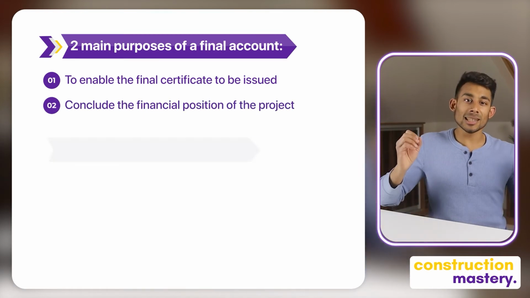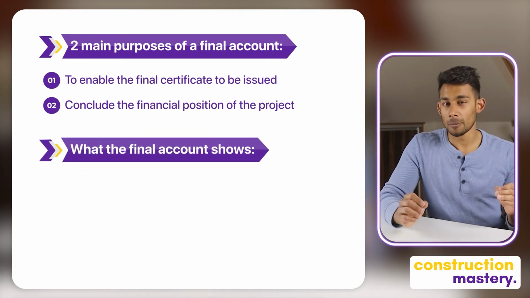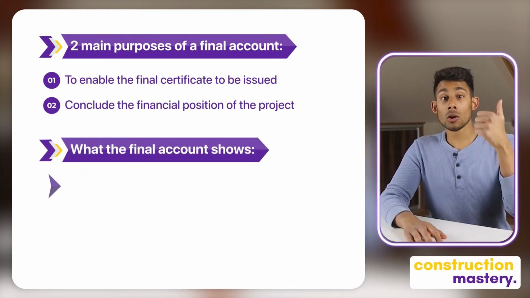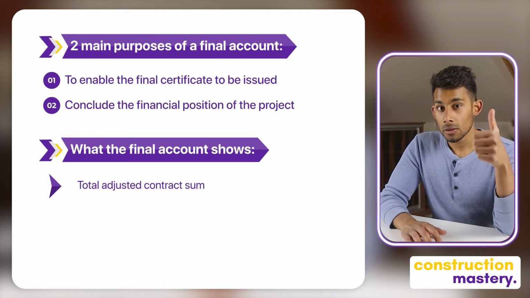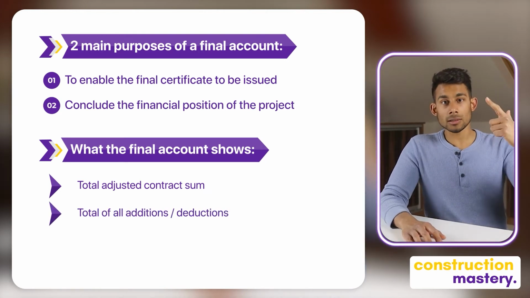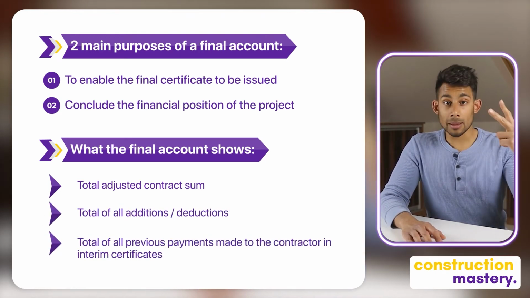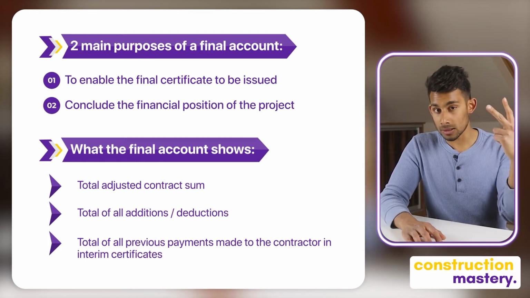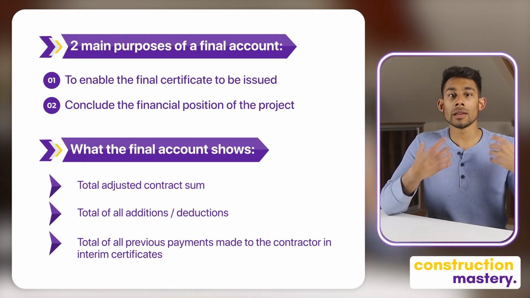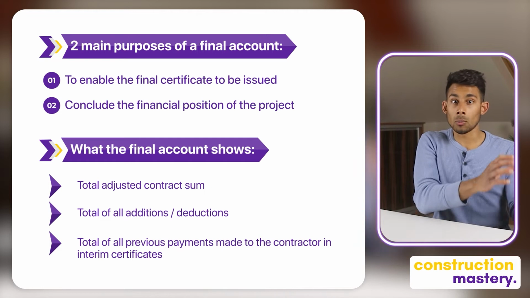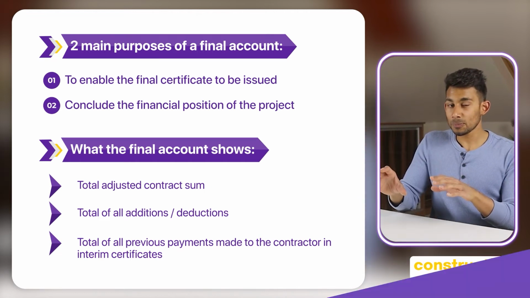Amazing. And let us see what the final account shows. So the final account shows the total adjusted contract sum, the total of all additions and deductions, the total of all previous payments made to the contractor in interim certificates, and the difference of this is expressed as a debt due from one party to the other.